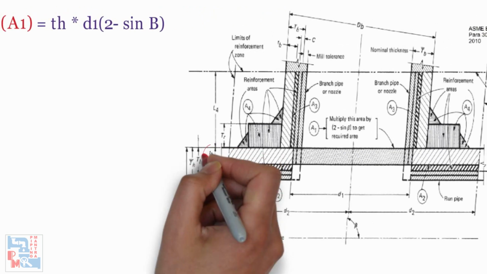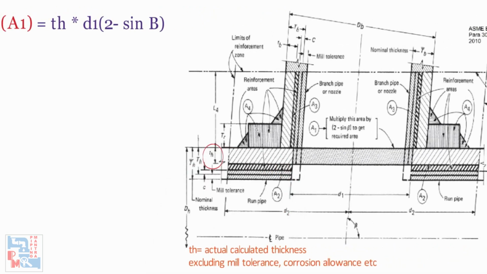Let's first calculate required reinforcement area A1. For a branch connection under internal pressure, A1 is equal to TH into D1, 2 minus sin beta, where TH is the pressure design thickness of pipe relating to the header, which is the actual calculated thickness excluding mill tolerance, corrosion allowance, etc. D1 is the effective length removed from pipe at the branch.